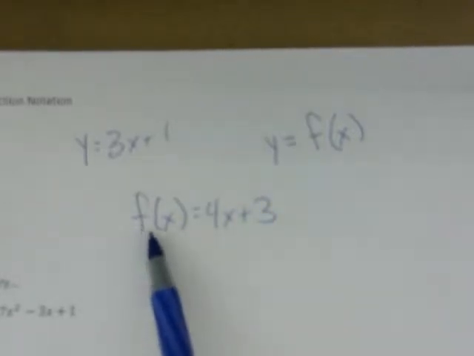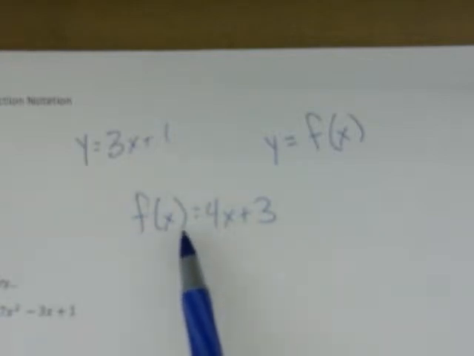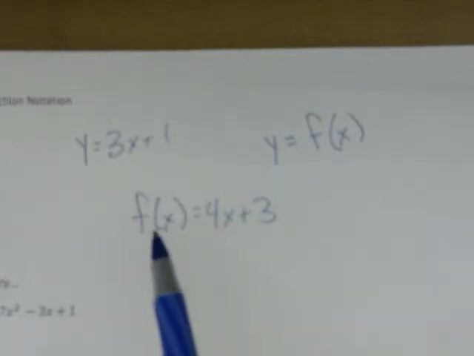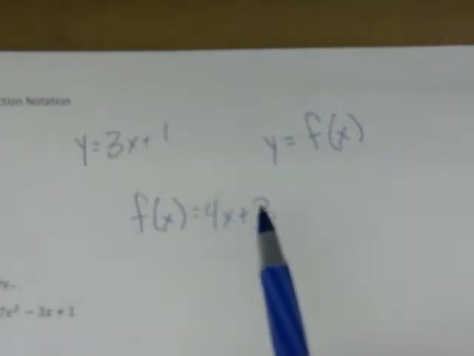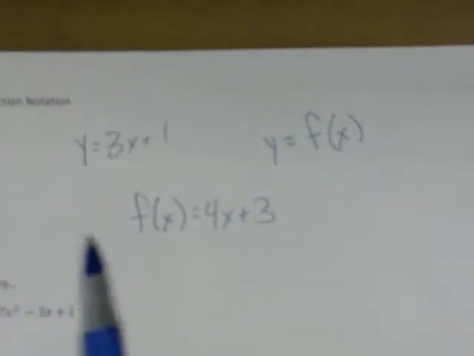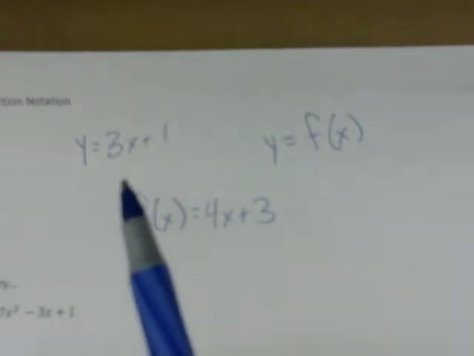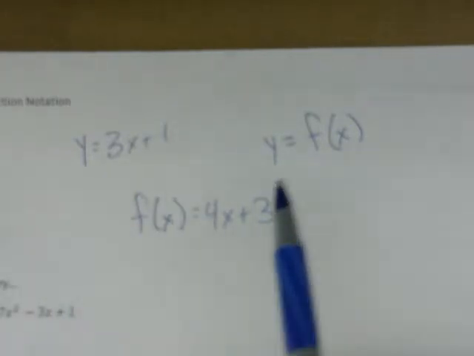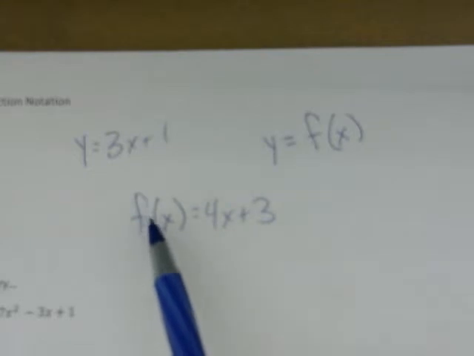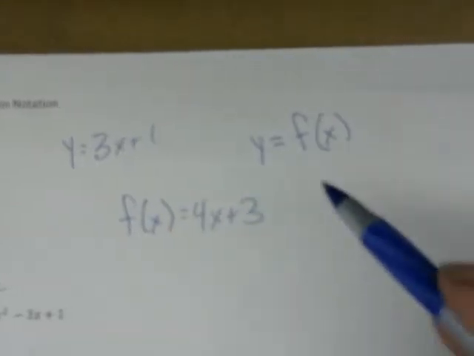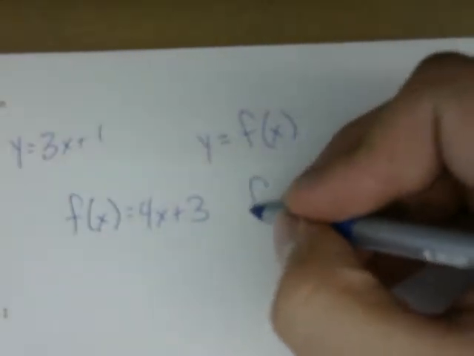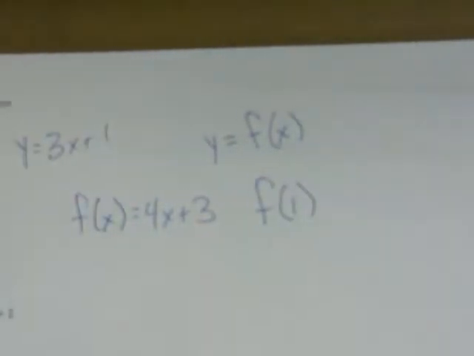Now the reason why we put f of x is to state that it's a function. Every function is going to be y equals something. Every function should be changed into y equals something. That's the only way we can make it a function. So f of x equals x plus 3. Now, sometimes you have something that looks like this, f of 1.